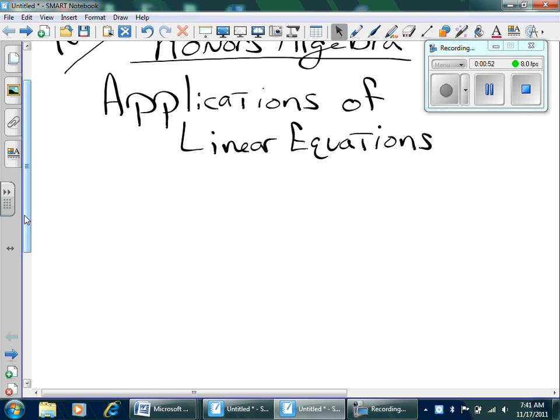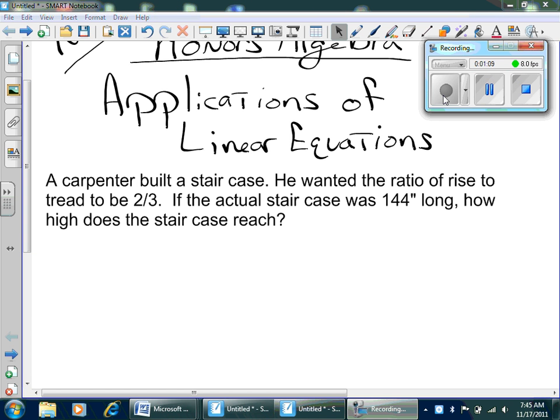Now, look, some of you heard story problems, and you're freaking out. Just calm down. They're not a big deal. You just got to learn the key words, which ones tell you, hey, this is a slope, or that's a point, or something like that. It's not that hard. So let me get the first problem up. Okay, our first problem is a carpenter built a staircase. He wanted the ratio of rise to tread to be 2 to 3. If the actual staircase was 144 inches long, how high does the staircase reach?